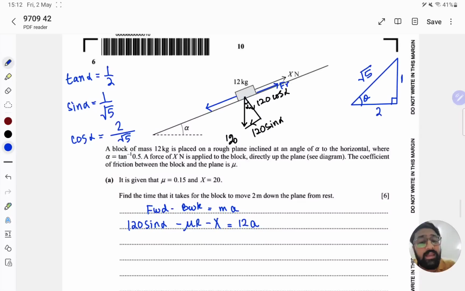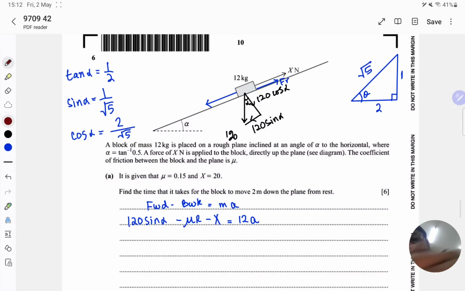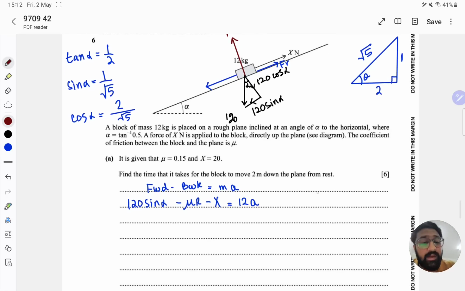We can calculate the value of R. R will be in the upward direction to the plane. This is R, and R can be calculated by putting the upward and the downward forces equal. So R will be 120 cos alpha. The cos alpha value is known to us, which is 2 divided by square root of 5.